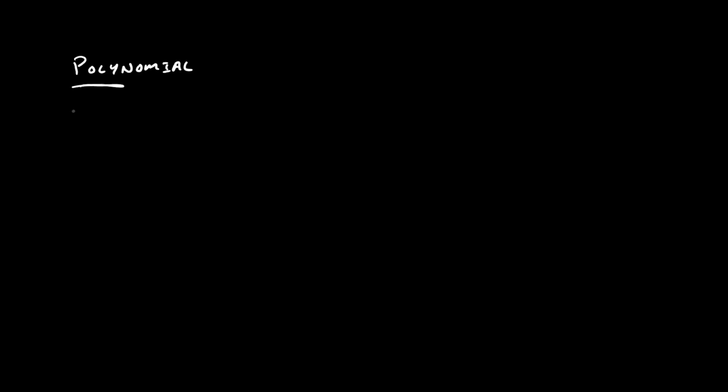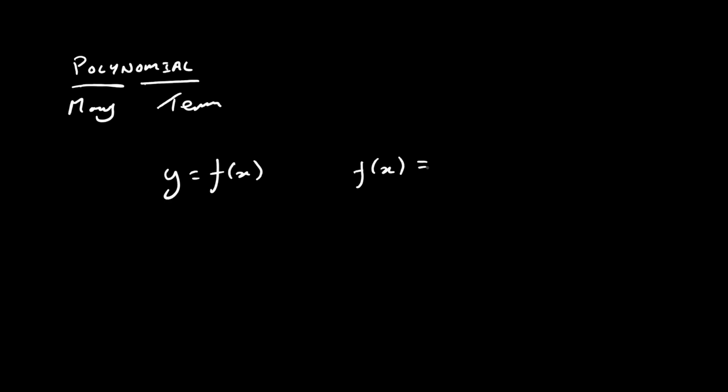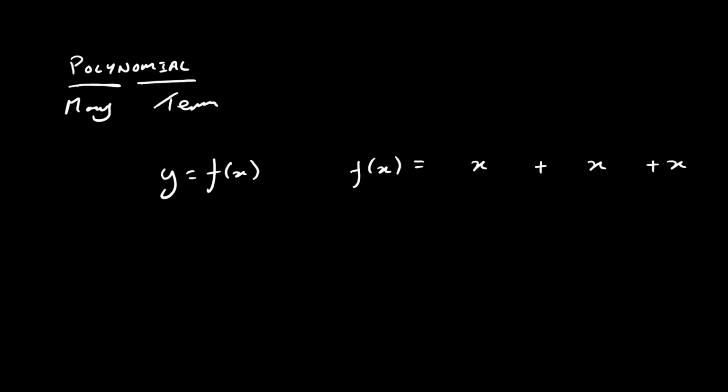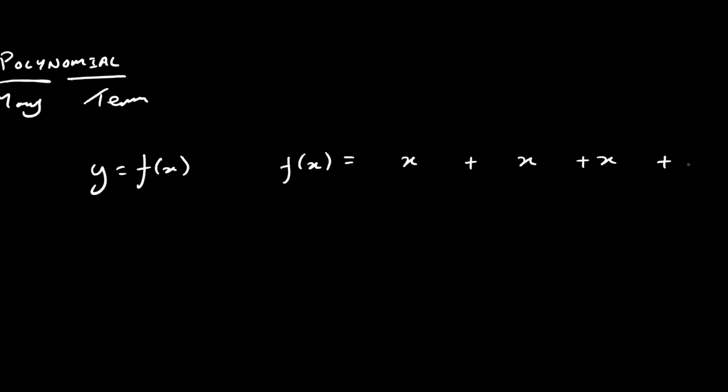If you've got a polynomial, so poly means many, and nomial means named things, but in this context, it just means a term, okay? So if you've got a polynomial, we've got y is some function of x, and let's suppose that function, a polynomial function, is basically we take the x values and we add lots of x's together.